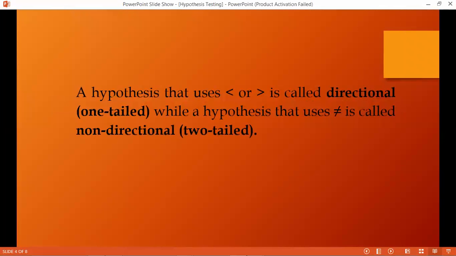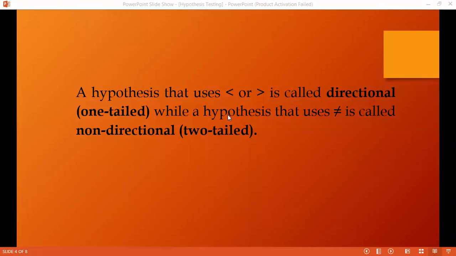A hypothesis that uses the symbols less than or greater than is called directional or one-tailed hypothesis, while a hypothesis that uses the not equal to symbol is called non-directional or two-tailed. Kasi for the one-tailed hypothesis, you are focusing on a specific direction, left ba siya or right side. But for the not equal to symbol, the two-tailed one, wala kang pakialam kung sa left side ba siya or sa right side.